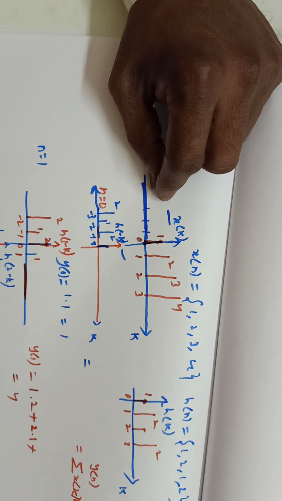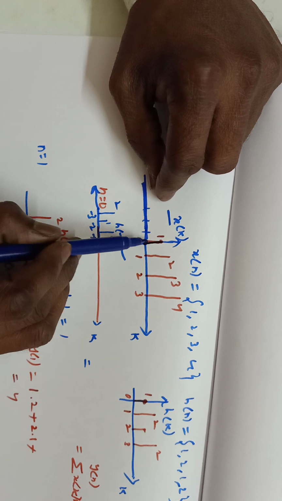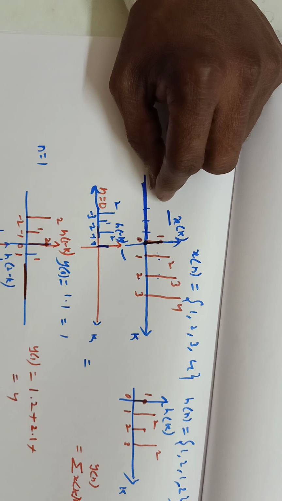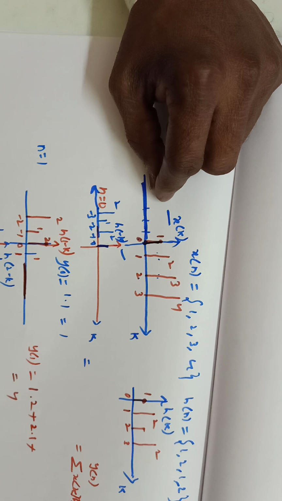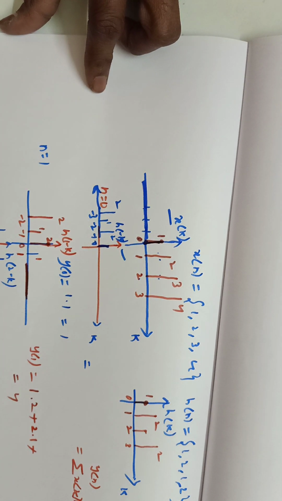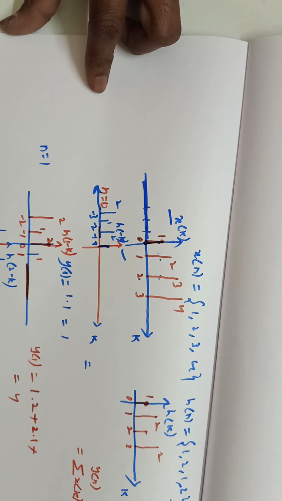So y of 2 is equal to, so where these three samples are matching, here it is non-zero samples from 0 to 2, here 0 to 2. Remaining is 0, this part is 0. So 1 into 1 plus 2 into 2 plus 3 into 1. So we'll get 1 plus 4 plus 3. So like this you can perform the remaining steps up to y of 6.